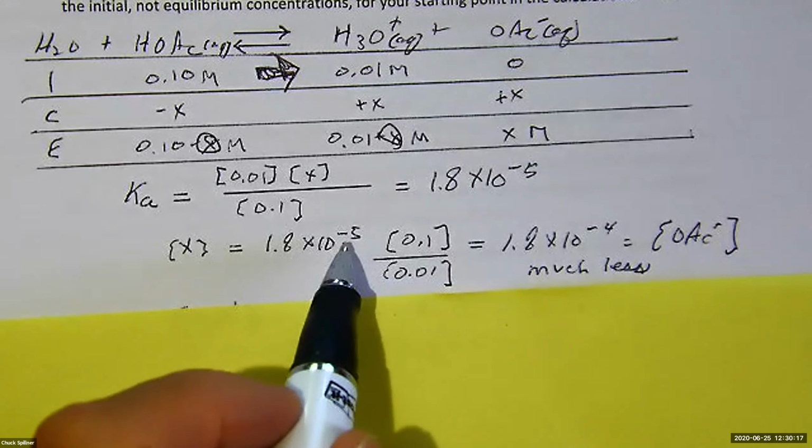So if we remember previously our acetate ion on the first page, I'll have this up here for reference. Originally, the acetate ion was 1.34 times 10 to the negative 3. So it went from 1.34 times 10 to the negative 3 to 1.8 times 10 to the negative 4.